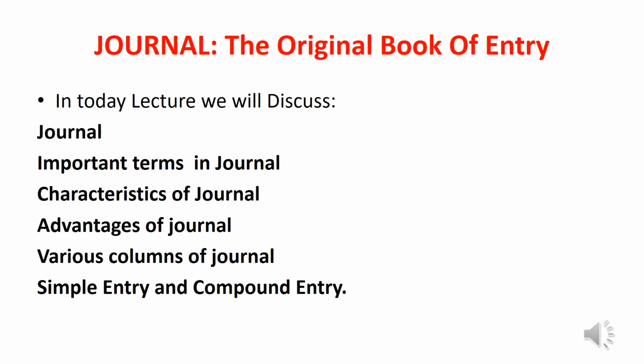Today we will discuss the journal, the original book of entry. In this topic we will discuss in detail what is journal, important terms used in journal, characteristics of journal, advantages of journal, various columns of journal, and a simple entry and a compound entry.